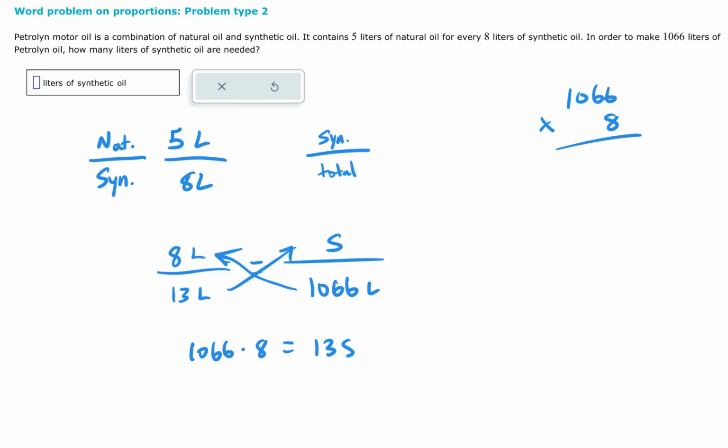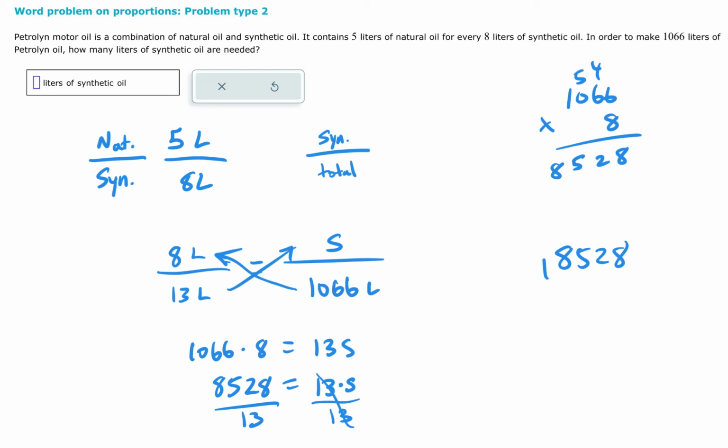1,066 times 8, 48. 48 and 4 is 52. That would be a 5 and an 8. So we can substitute that. Equals 13S. So I'm going to put 13 times S just to remind myself. Divide by 13 on both sides. That gives an S by itself. So 8,528 divided by 13.